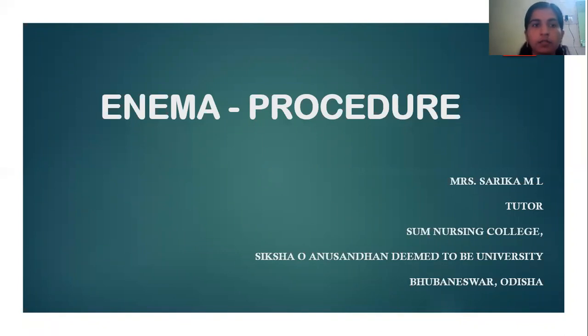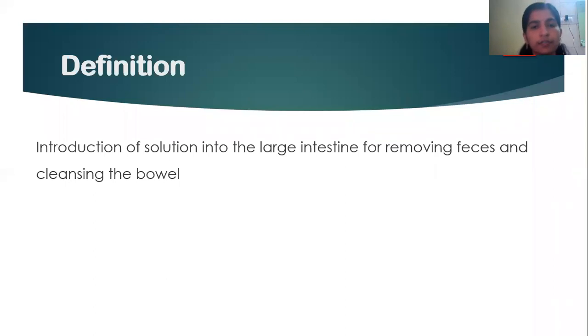Okay. So the definition of enema: introduction of a solution into the large intestine for removing feces and cleansing the bowel. Sometimes an enema is used for medication purposes. At that time we introduce some medication and it is retained for some time to absorb the medication, or sometimes as nutrition management also we use enema. So here we will discuss the cleansing type of enema and its procedure.